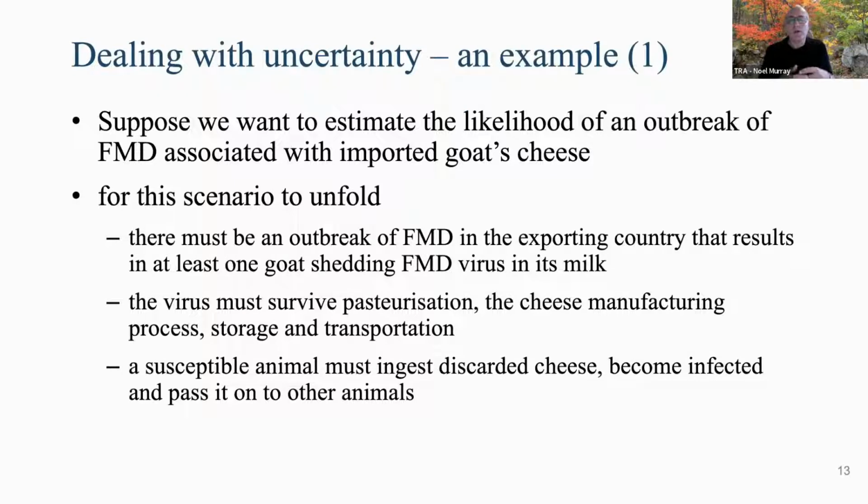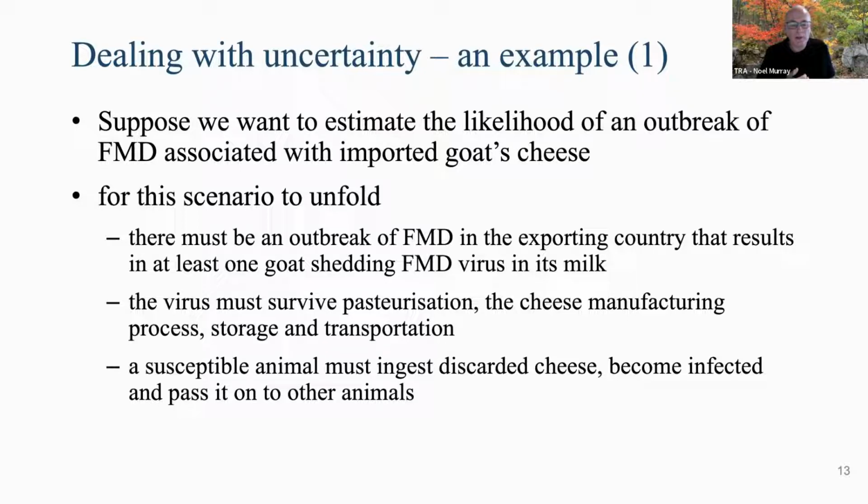So let's look at an example. Suppose we want to estimate the likelihood of an outbreak of foot and mouth disease associated with importing goat's cheese. So for this scenario to unfold, there's a few steps that must be in place. There must be an outbreak of FMD in the exporting country that results in at least one goat shedding FMD virus in the milk. The virus must survive the pasteurization process, the cheese manufacturing, storage and transportation.